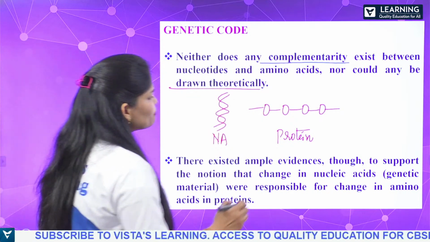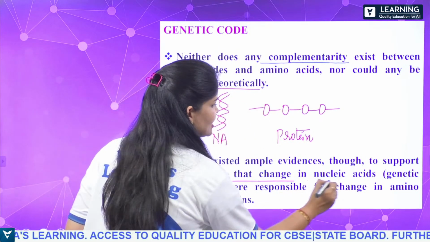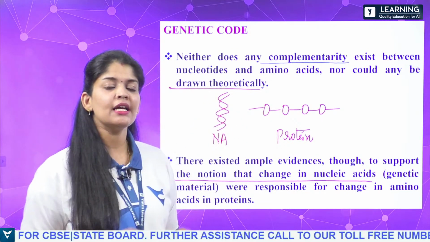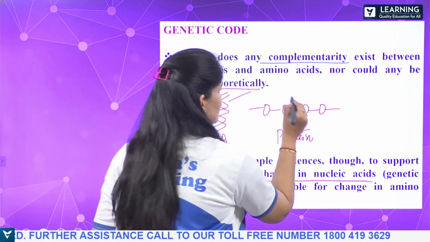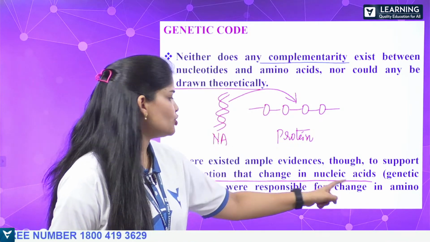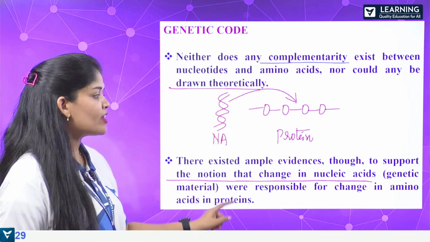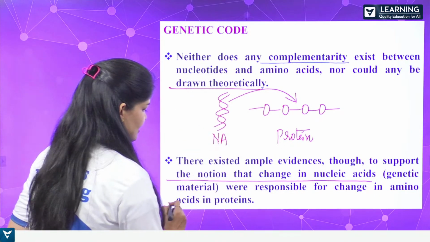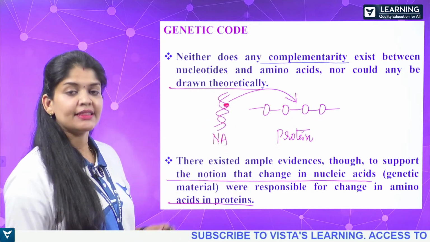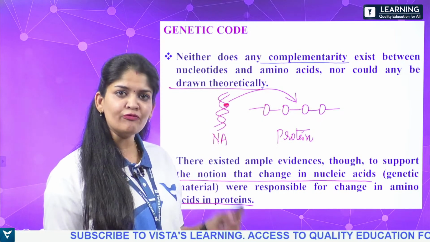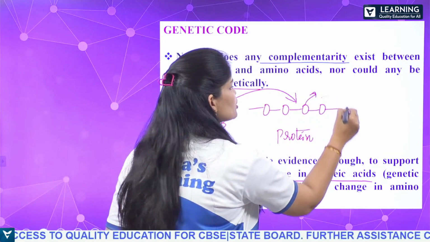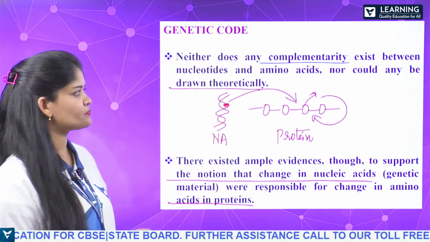There were ample evidences though to support the notion that if there is any change in the nucleic acids, in a nucleotide, then it is going to show its effect by a change in the amino acid. Change in nucleic acids, that is the genetic material, was responsible for change in amino acid, that is the structure of protein. If one amino acid is changed, it is going to change the structure of the protein also.